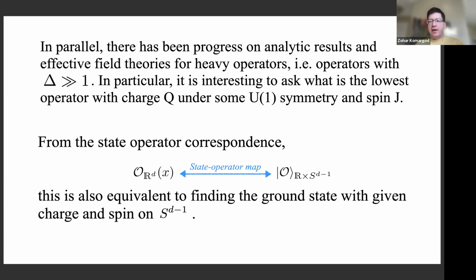So in parallel to this numerical progress, which is very nice, there has been progress on understanding analytical properties of conformal field theories. But analytically, it's very difficult to say something about light operators. However, heavy operators with scaling dimension which is much, much bigger than 1 are more amenable to analytic tools. We can use effective field theory or even the eigenstate thermalization hypothesis and these kinds of things. So heavy operators are a little bit more amenable to analytical control, but of course, experimentally, they're less accessible.